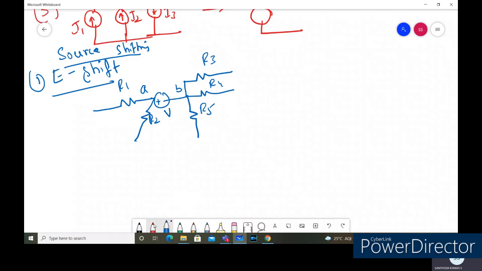So these are the two kinds of shift we can perform. The first shift is I'm going to shift the voltage source towards the resistances R1 and R2. This can be done like this. Let us have a look here. This is called the source shift, or E shift, we are going to call.